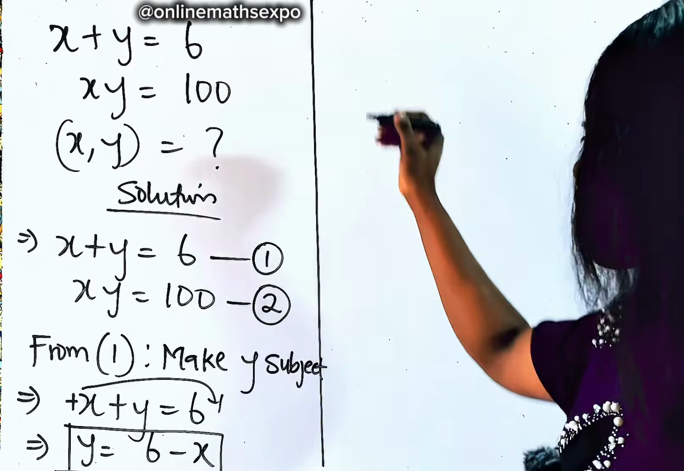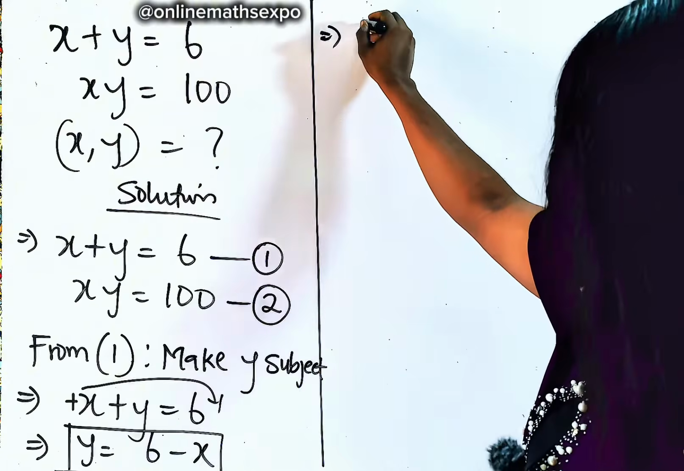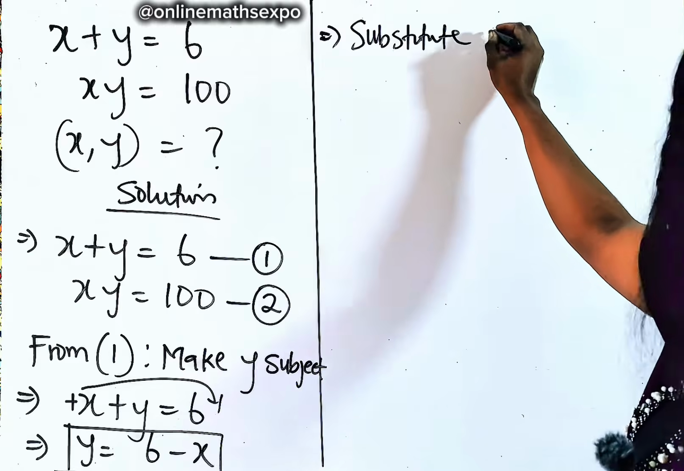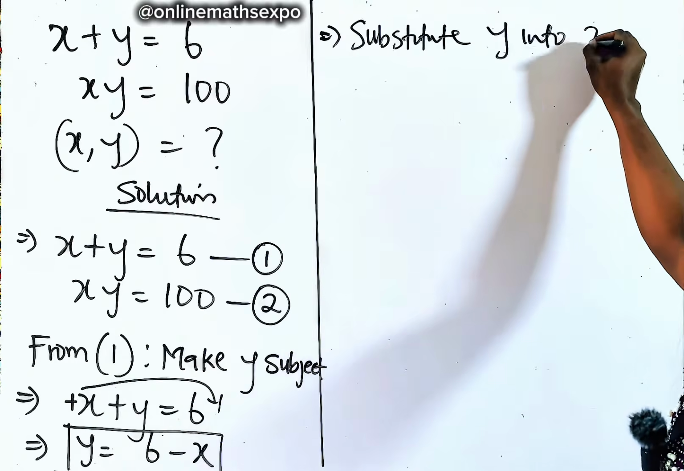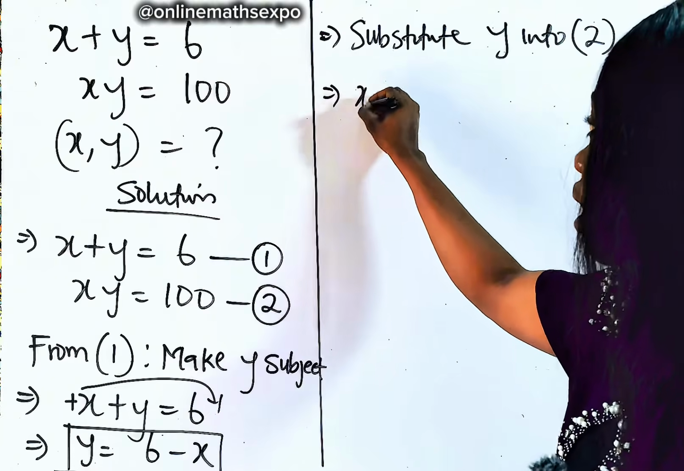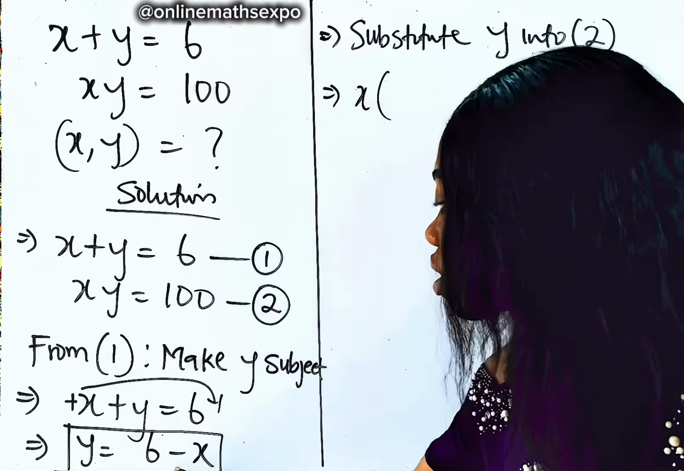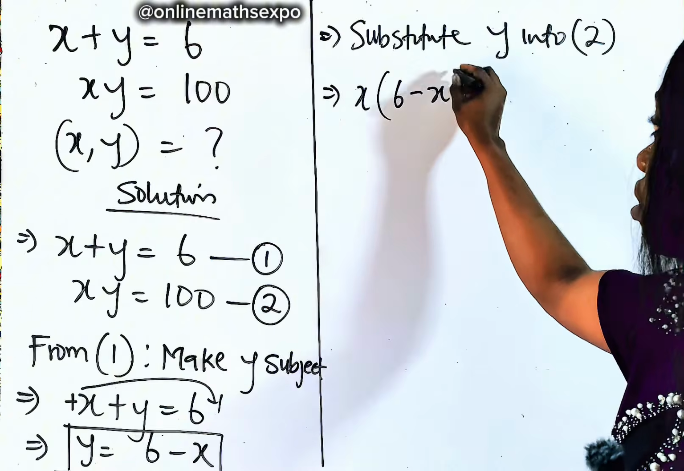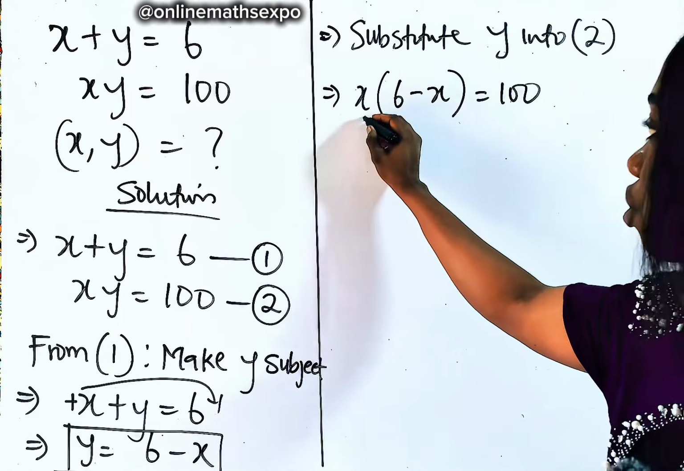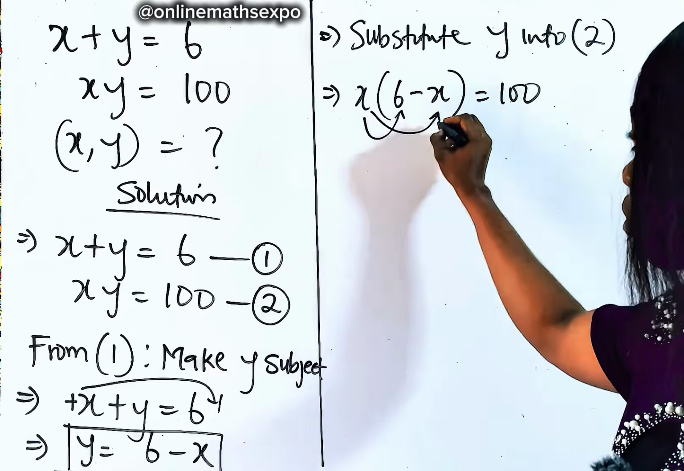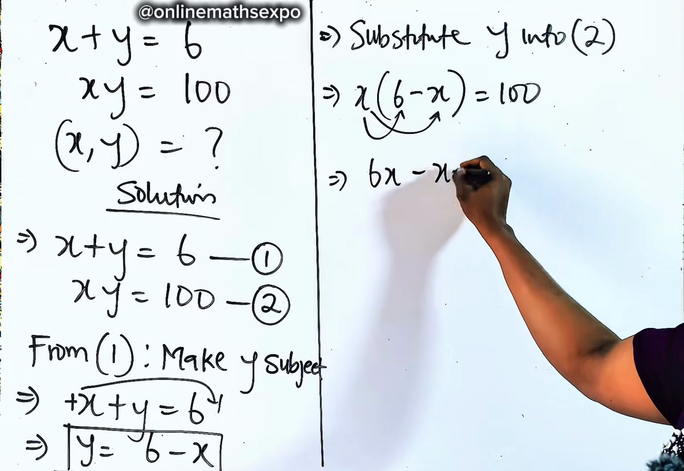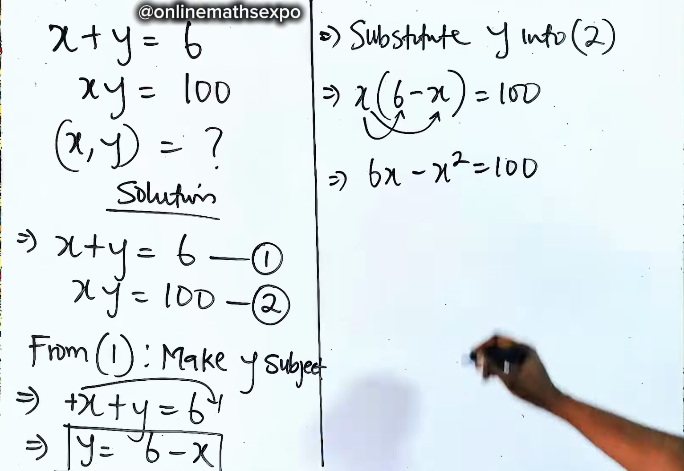Let's keep doing this. We are now going to substitute y into equation 2. So when you do that, we have x times y, which is 6 minus x, is equal to 100. Now distribute x into the bracket. So we have 6x, and this gives us negative x squared, is equal to 100.